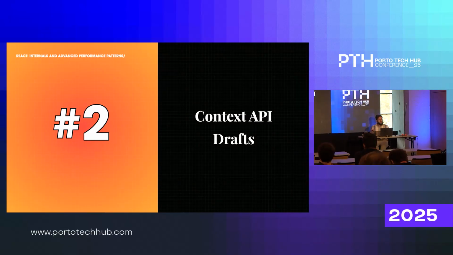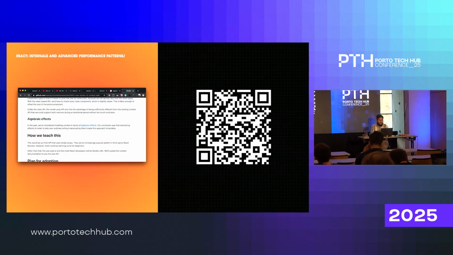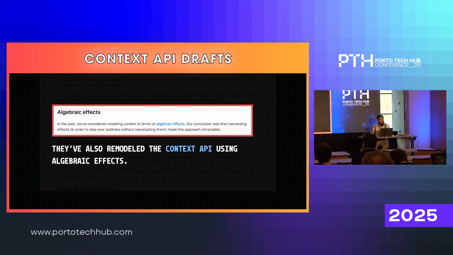And then you have the second one, when they were redrawing the context APIs. So back in React 16.6, when we got the new context API with consumers and stuff, which did replace the legacy APIs, they were also experimenting with it, so you can check also in one of the React official repos. This is in the RFC repo, also under React.js. They remodeled the context APIs using algebraic effects, and they even documented that at the time.